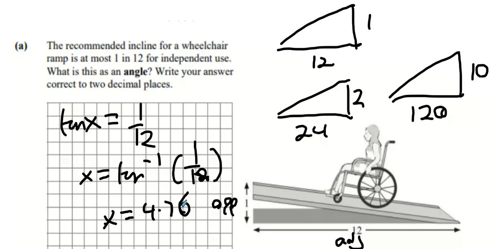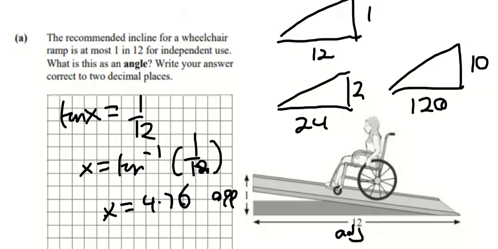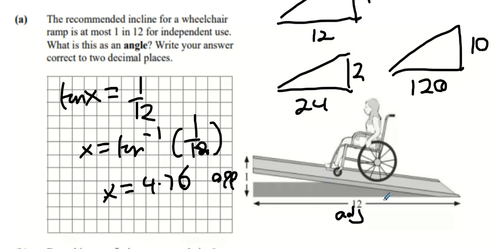All good? Next thing. Remember, we're allowed to have it flatter, but we're not allowed to have it steeper. Does that make sense? If the ramp is any steeper, that guy in the wheelchair might struggle to get up the slope. And when they're coming down, they might end up going dangerously fast.